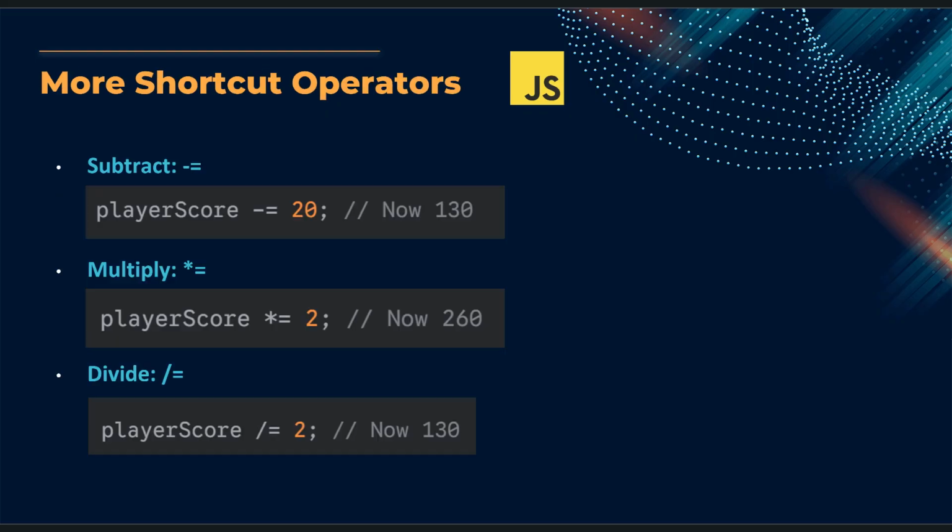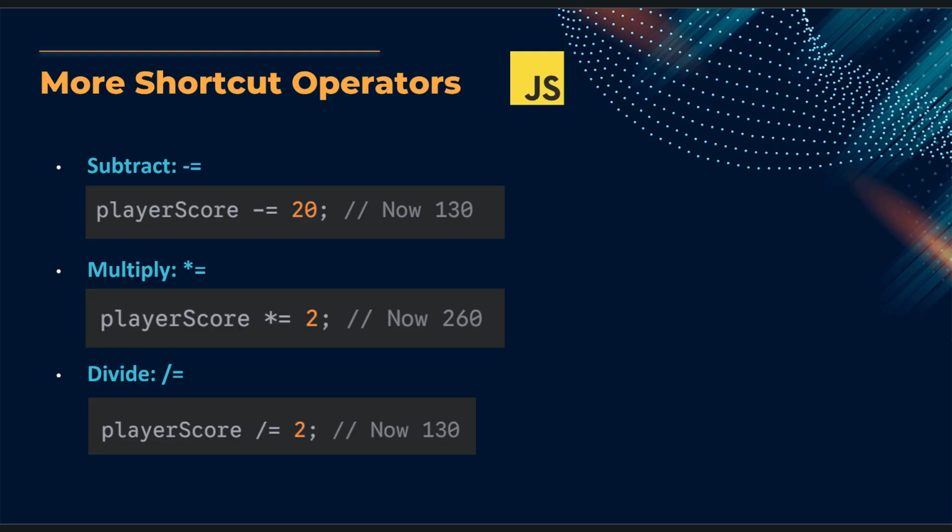This works for other arithmetic operators too. Minus equal. This subtracts and assigns. If we wanted to decrease playerScore by 20, we can write playerScore -= 20. Star equal multiplies and assigns. Let's say we want to double the playerScore. We can write playerScore *= 2. Now playerScore is 260.